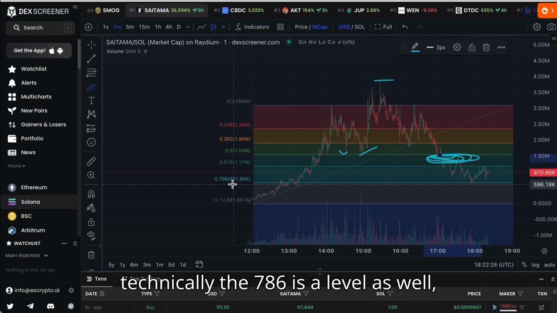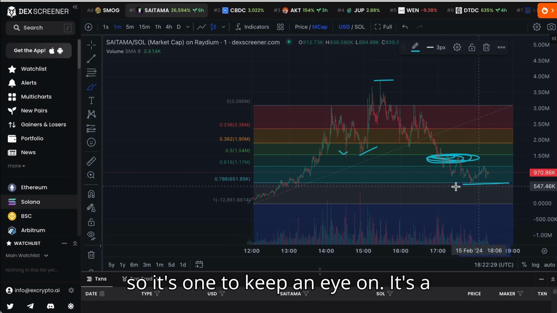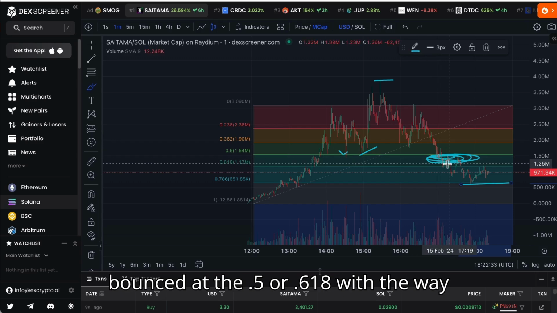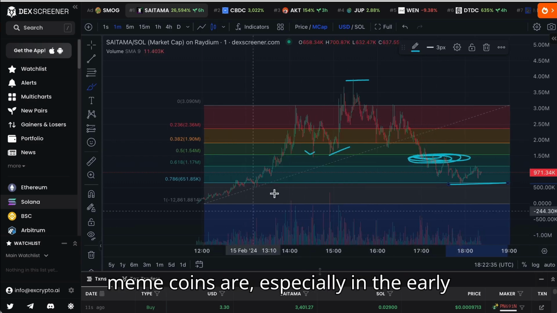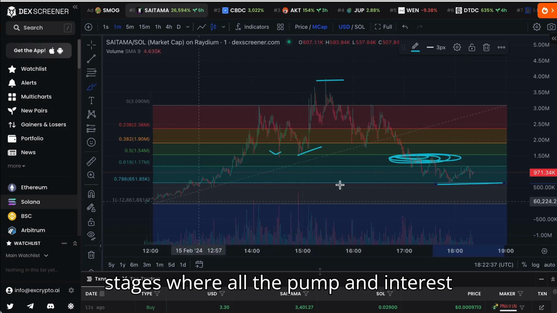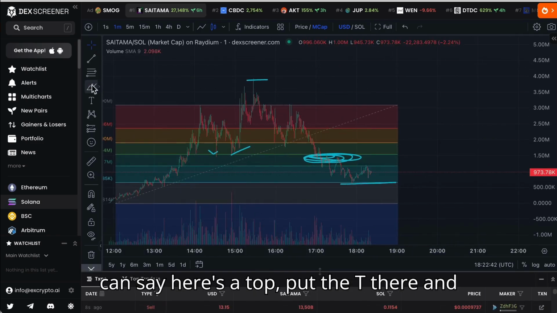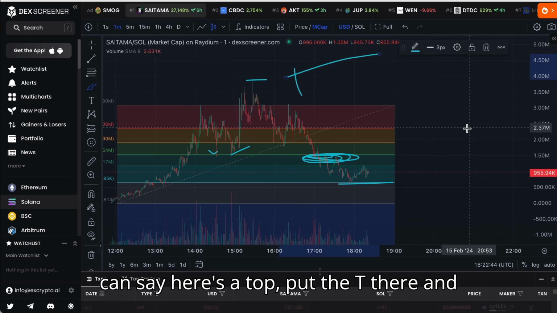We've pushed further down. Now, technically, the 786 is a level as well, so it's one to keep an eye on. It's a deeper level. But really, if it hasn't bounced at the 0.5 or 0.618, with the way meme coins are, especially in the early stages, where all the pump and interest is, it's very likely going to die off, and that's the end of that collection. And we can say, here's the top. Put the T there, and we're done.